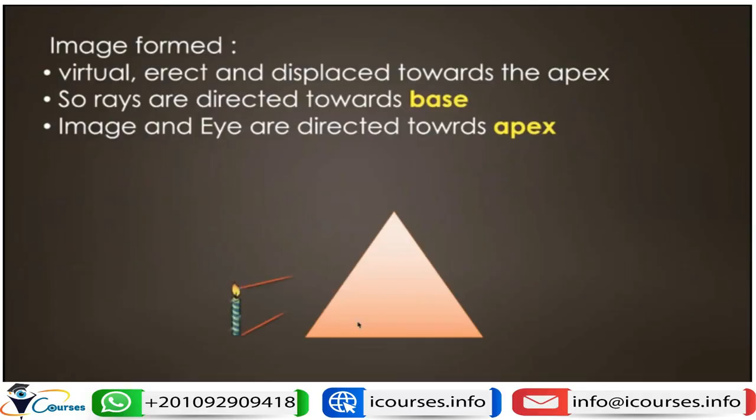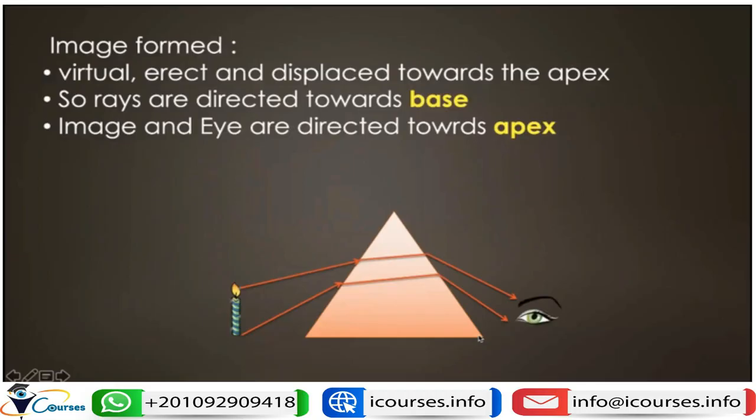So here we have an object, and this object will emit light rays that will go through the prism, undergo refraction, and then bend again and undergo refraction as an emergent ray bending toward the base. So the first rule here is that the light ray is always directed toward the base.